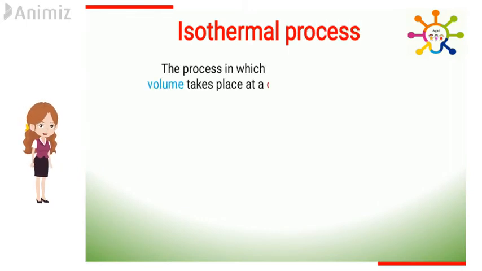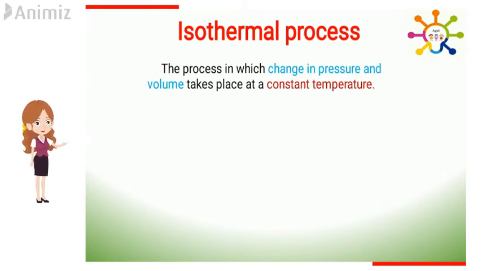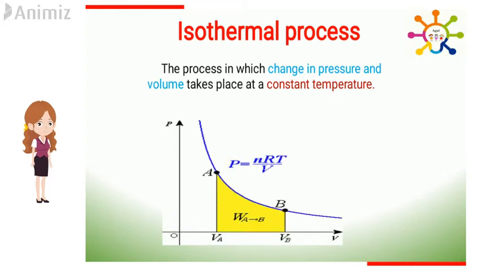Isothermal process. The process in which change in pressure and volume takes place at constant temperature is known as isothermal process. This PV graph shows that there is a change in pressure and there is a change in volume. The temperature is kept constant.